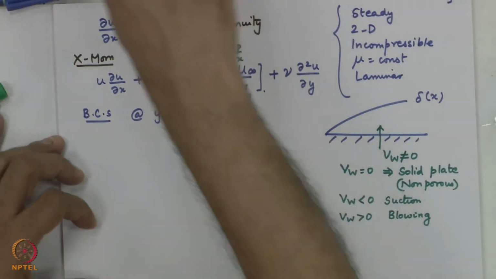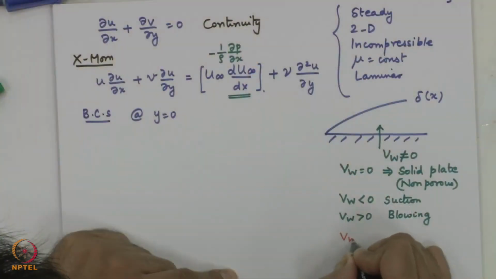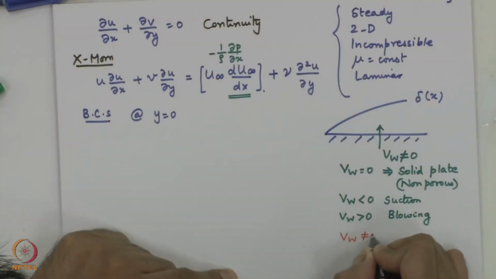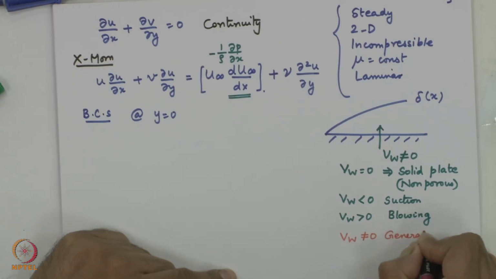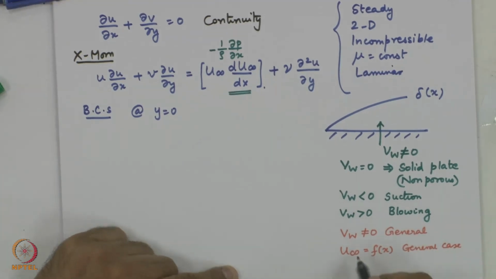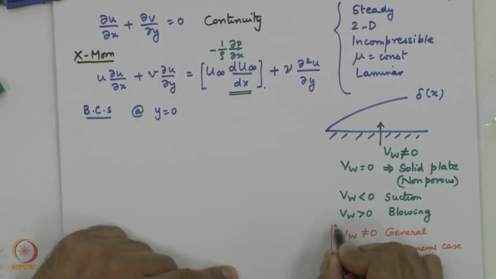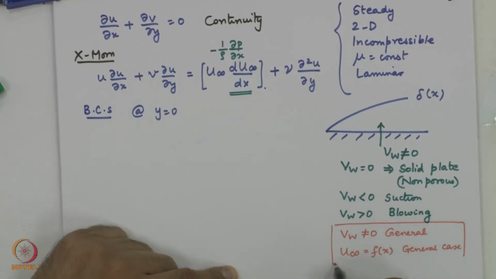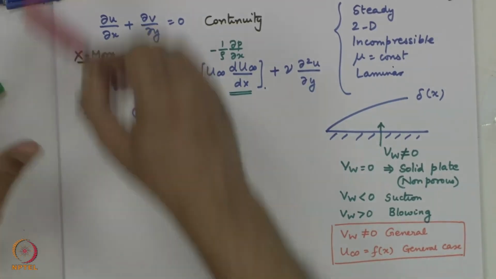You might want to just put a note here. I do not use red pen much, but I am just going to write here: Vw not equal to 0, general case, and u infinity is a function of x. This is also a general case. For flow over a flat plate, we will derive this with these terms and then set u infinity to constant and Vw equal to 0. We will do that.